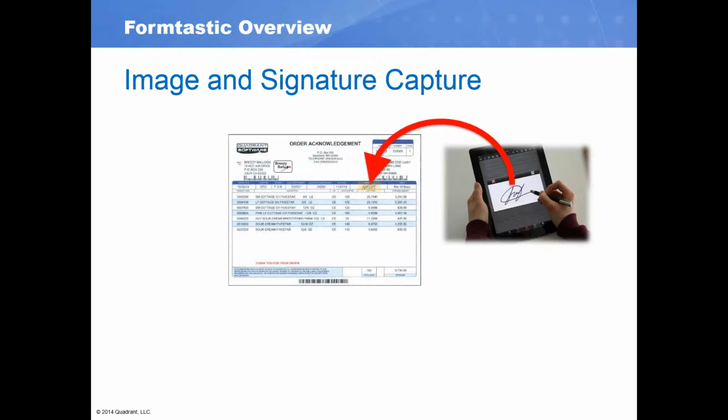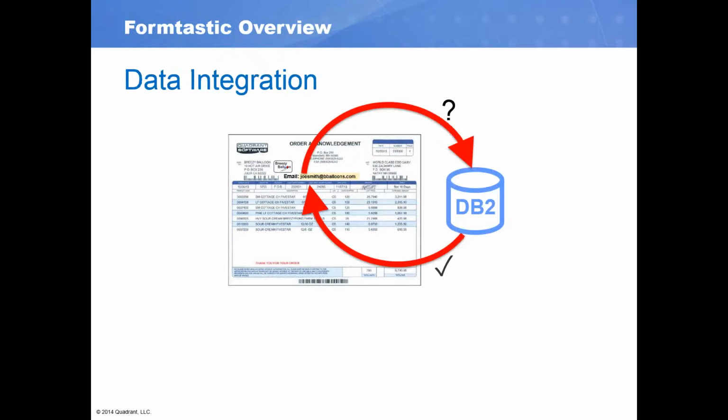You can merge in images and signatures to your forms. Formtastic can integrate with any untethered signature capture device, including iPads and iPhones. Then it automatically merges the image back into the form before saving and distributing. You can also set up Formtastic to automatically retrieve additional data in DB2 based on field data in the actual spool file without recoding.